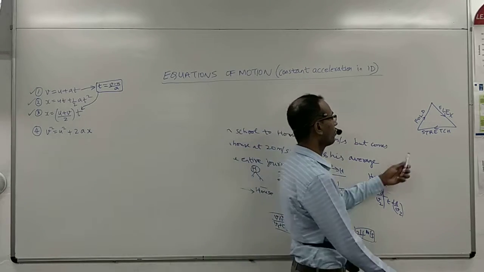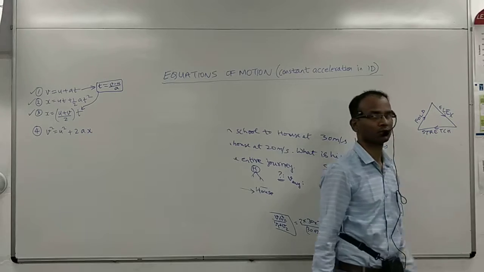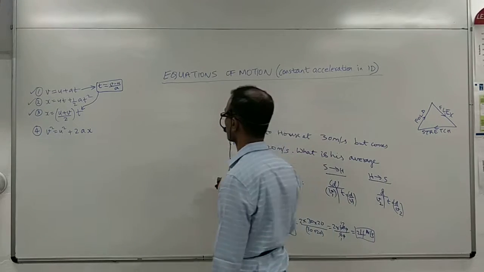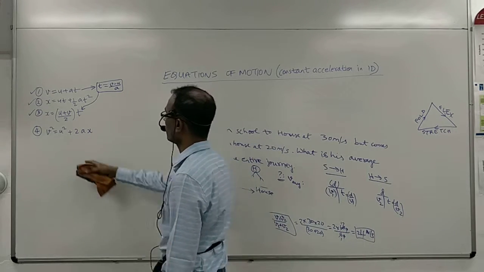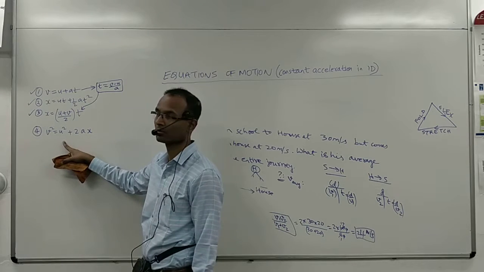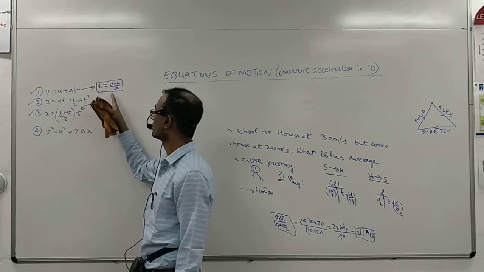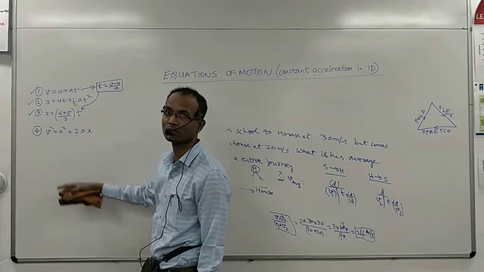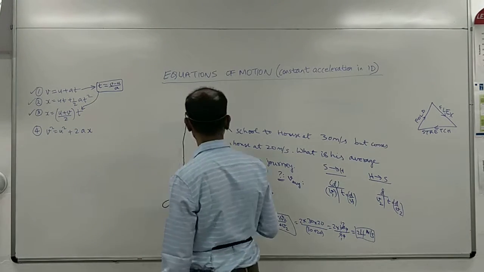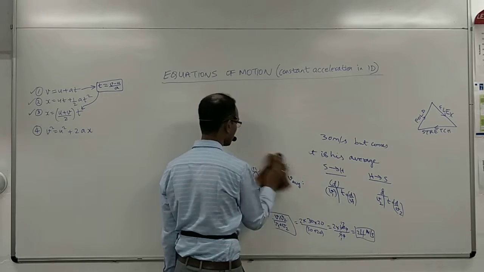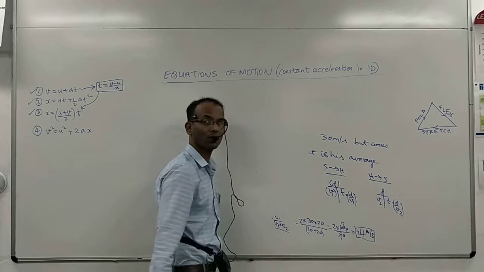So I got u square plus 2a. What's the next step? Did you get this equation? I didn't get the x at the last. What's that? S. You are substituting this in this. Got it? Yes, I got it. Good.